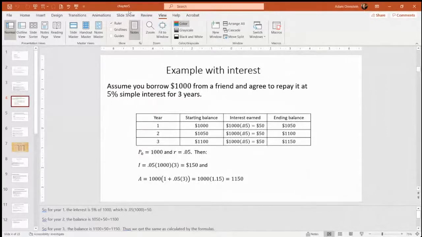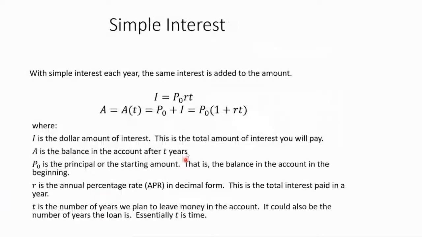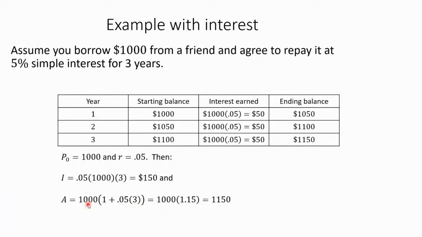So that's what happens here. All right, good. Then the total balance after 3 years is $1,150. Let me go back to the slide. It's P sub 0 times 1 plus R times T, which is the same as the initial balance plus the total interest. So we have $1,000 times 1 plus 0.05 times 3, which is 1,150.